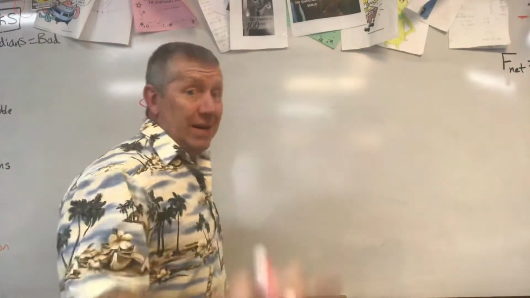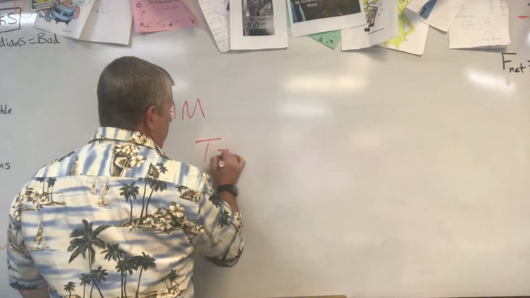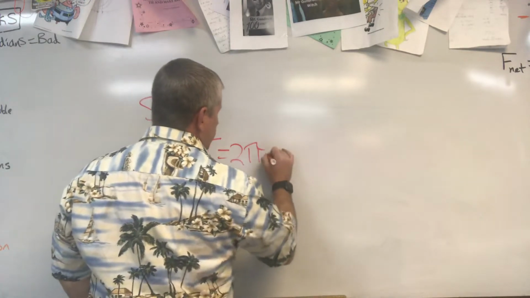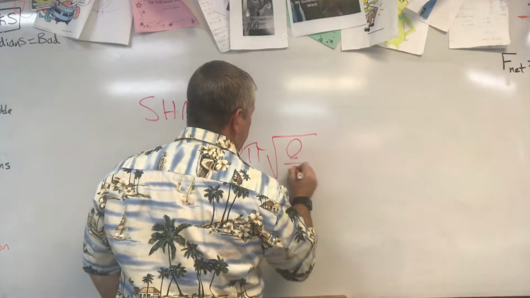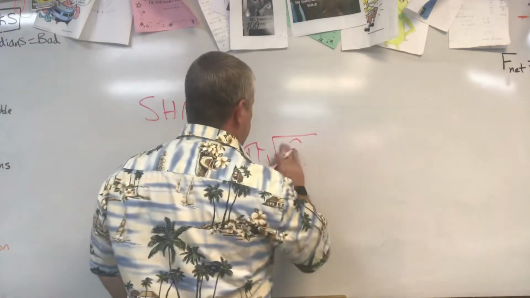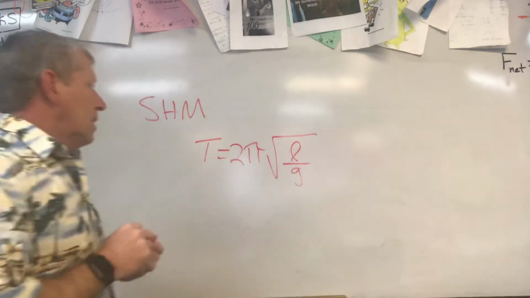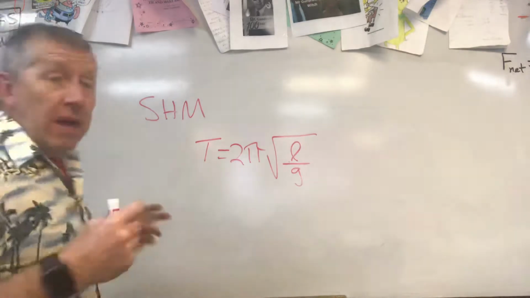There are two of them that you need to know. Dos el grande. We need to know these two. One of them is T equals 2 pi square root of L over g. That's an L, in cursive. So this is called the pendulum equation.